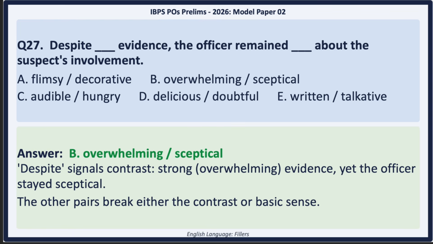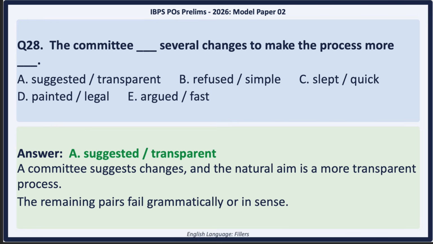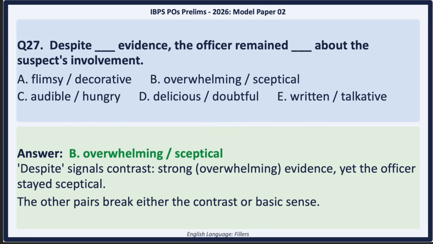Despite blank evidence, the officer remained blank about the suspect's involvement. The operator here is despite, which demands a contrast. The two halves of the sentence must oppose each other. If the evidence is strong, overwhelming, the officer's reaction must be the opposite of convinced. Right, so the correct choice is B, overwhelming and skeptical. Yes, it satisfies the equation perfectly.